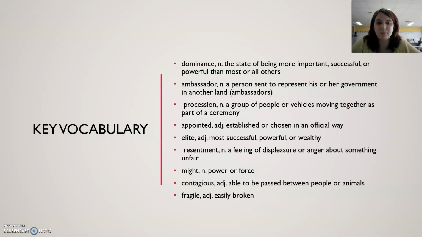Elite, most successful, powerful, wealthy. Resentment is a feeling of displeasure or anger about something unfair. Might is power or force. Contagious, able to be passed between people or animals, and fragile is easily broken.